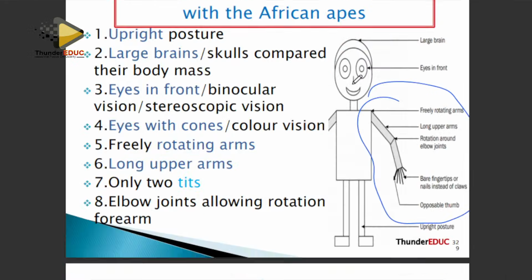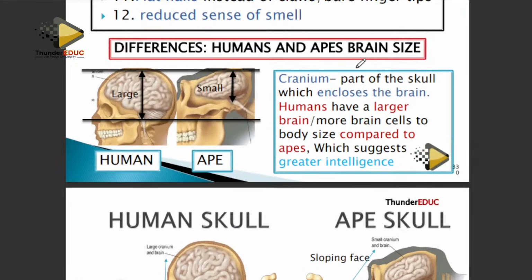So those who are using the distinction material book, this is what they are trying to show, that you have to relate it to the body size. The cranium is a part of the skull. The whole thing is not a skull, it's a cranium. So humans have a larger cranial capacity, meaning that you have more brain cells compared to the body size. You understand? And if you compare this with the apes, it's much larger. And this suggests that humans have a greater intelligence compared to the apes.